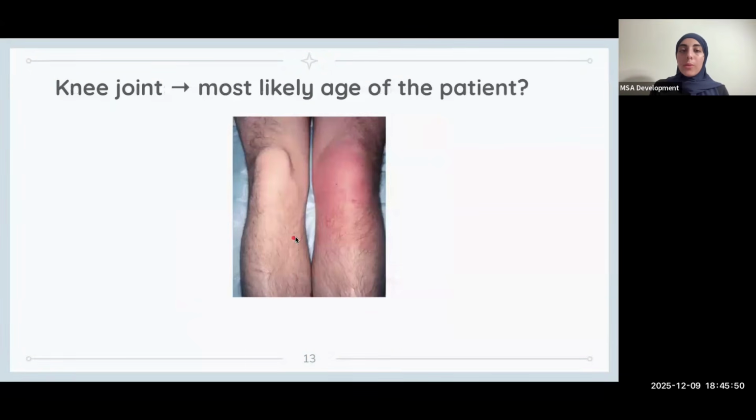Now, this patient has septic arthritis in the knee. Is it most likely to be an adult or a child? Knee septic arthritis is more in which age group?